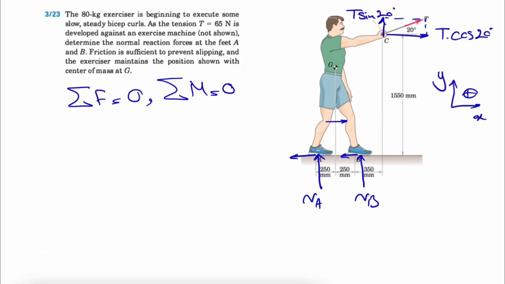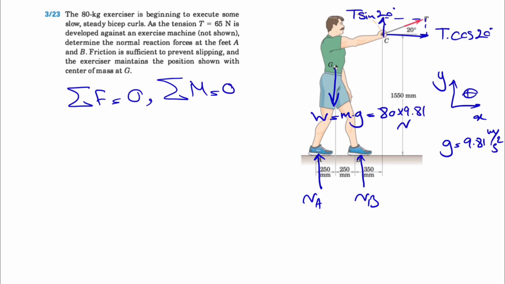But that's not what the question is asking, and we don't need to focus on the friction in this question. The other force that we have is the weight of this exerciser, which we call W, mass times acceleration of gravity. We know g is 9.81 meters per square second, so here we have 80 times 9.81. That's pretty much it. Let's just do the moment about either point A or B.